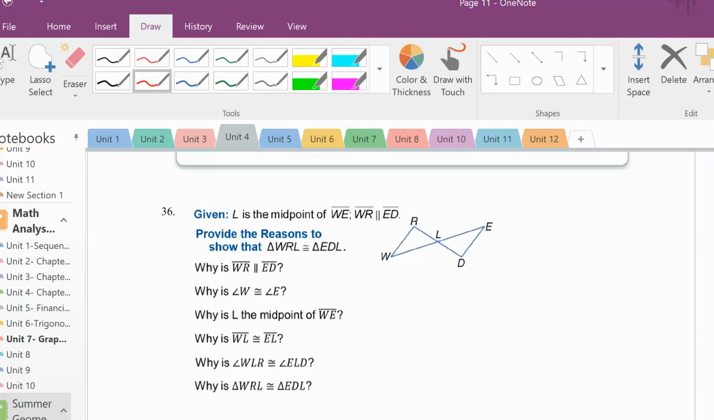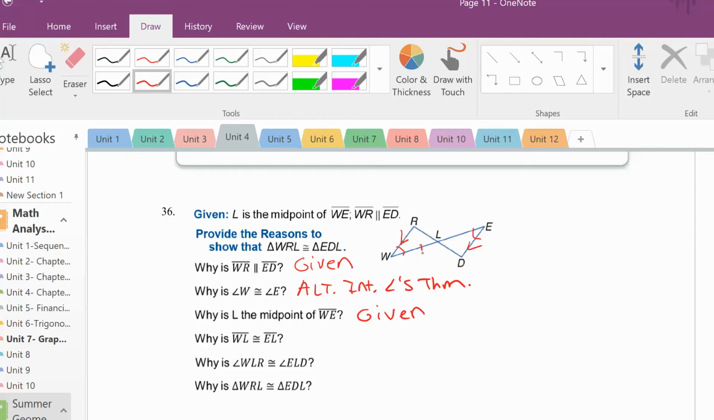Given L is the midpoint of WE and WR is parallel, so when it's parallel, we'll put the arrows here, to ED. Provide the reasons. So why is WR parallel to ED? That is given to you. Why is angle W congruent to angle E? That's because notice they're alternate interior angles. Notice you have a Z shape with the parallel lines. So that's the alternate interior angles theorem. Why is L the midpoint of WE? Well, that was given to you.